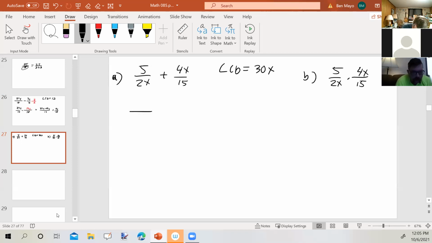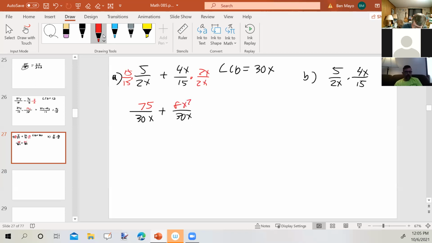So this becomes 30x. I need to multiply this by 15 over 15, so that's 75, and this by 2x over 2x, and that's 8x squared. So adding, I get 8x squared plus 75 over 30x. And I can't reduce that. So there's my answer to the first problem.